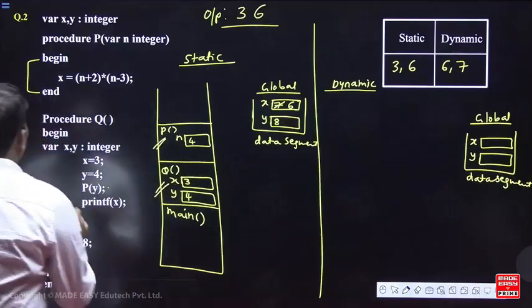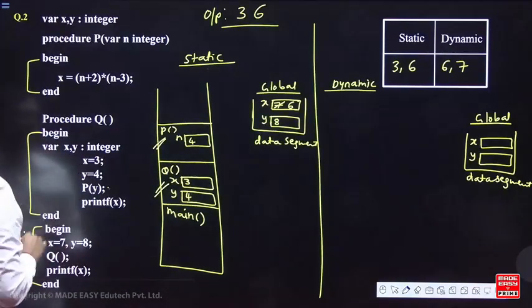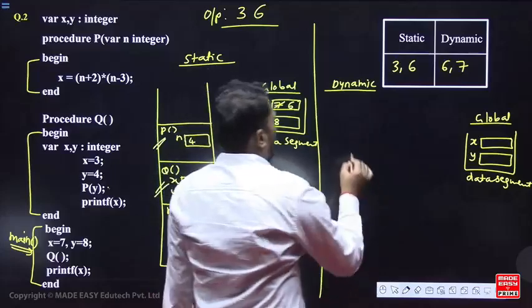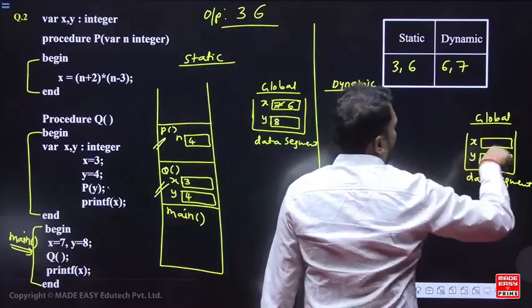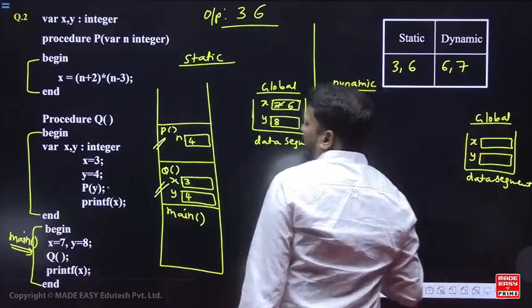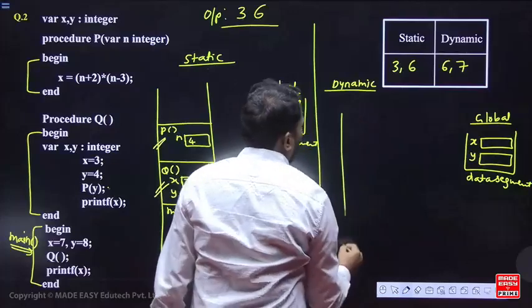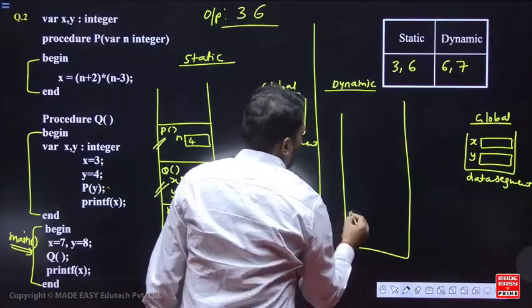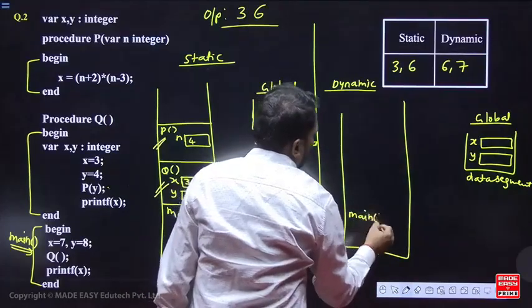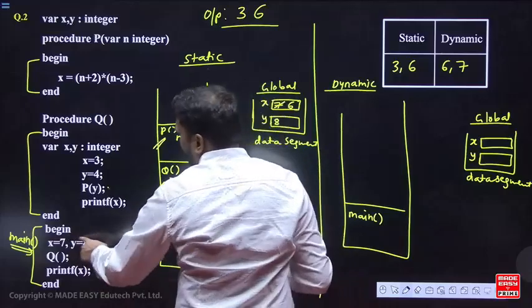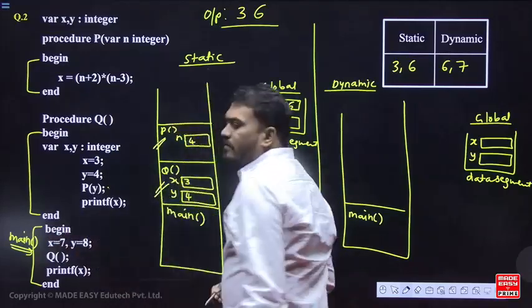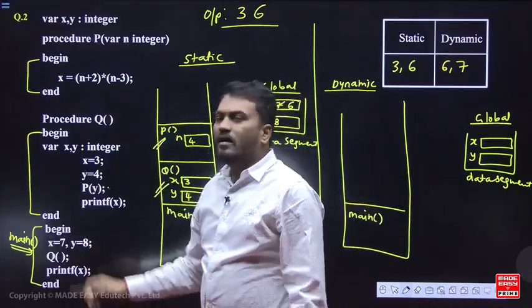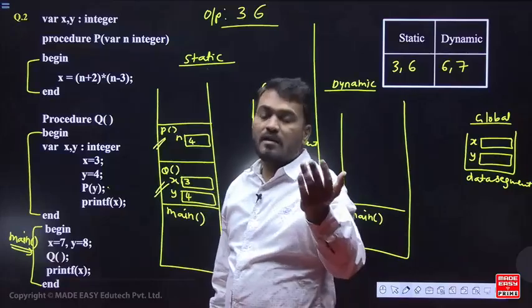Now this is procedure q. Look at it, I am solving the problem. First, global variables: memory is allocated for variables x and y. Now first the main function will be pushed into the stack. In the main you have x equal to 7, y equal to 8. Both are free variables. That is just assignment. Yes or no?